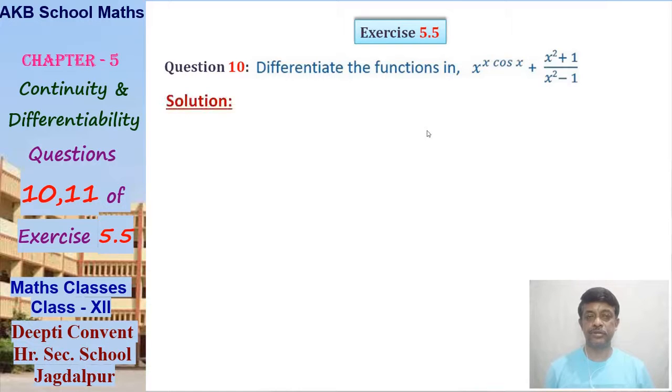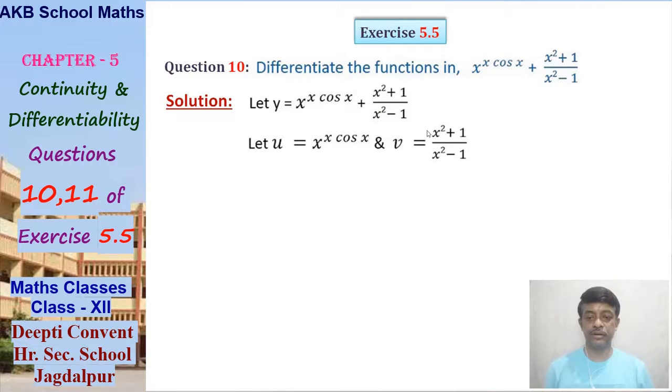Solution. Let the given function be y. So y equals x to the power x cos x plus (x square plus 1) upon (x square minus 1). The first quantity is a power quantity, the second is a rational function. So let us suppose that the first quantity is u and the second quantity is v. So we get y equals u plus v.